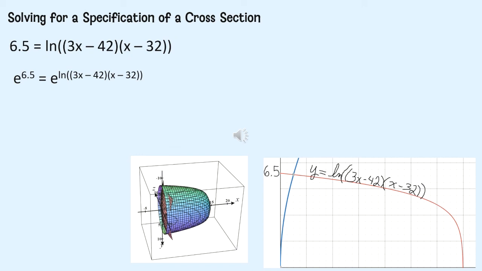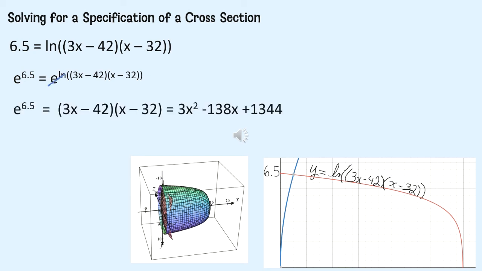Solving this equation, we want to undo the natural log function. So natural logs are the inverses of exponential. Once again, we have natural log, so its base is e. So I need to use the natural log as an exponent on base e. I'm plugging it into an exponential base e function, and whatever I do to one side, I have to do the same thing to the other side. And so that gives me e to the 6.5 is equal to e to the natural log of our input expression 3x minus 42 times x minus 32. The exponential functions cancel each other out.